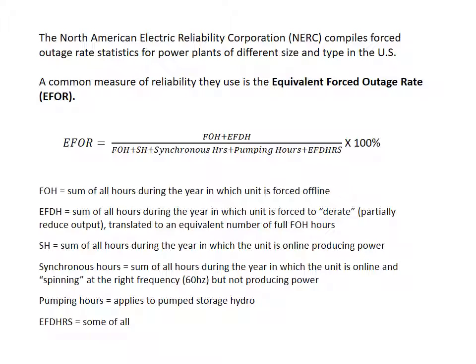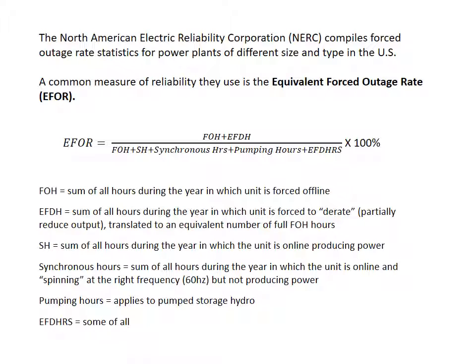Remember, power systems are alternating current systems, so they all have to operate at the right frequency in order to actually deliver electricity or provide some sort of backup or reserve potential. So if the power plant is spinning at the right frequency, even if it's not producing electricity, we're still assuming that it's online and operational and could be called upon to be useful if needed. And then pumping hours applies to all pumped storage hydro. And then we multiply this fraction times 100%.